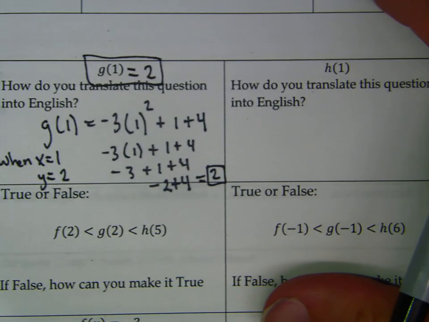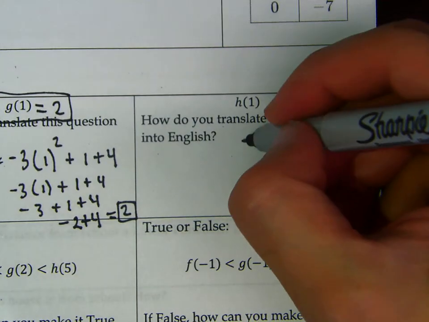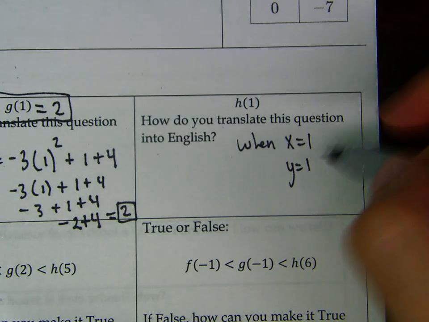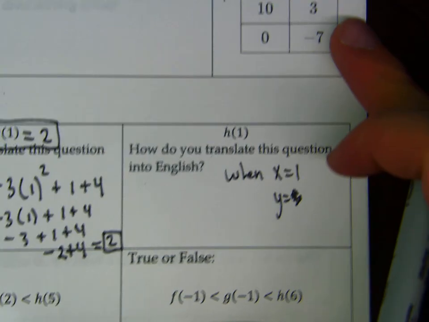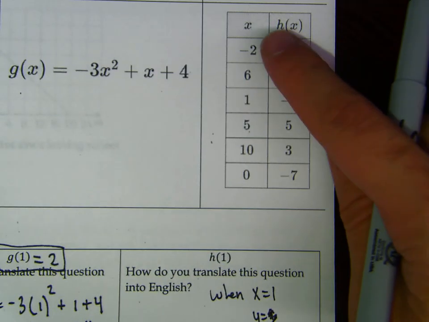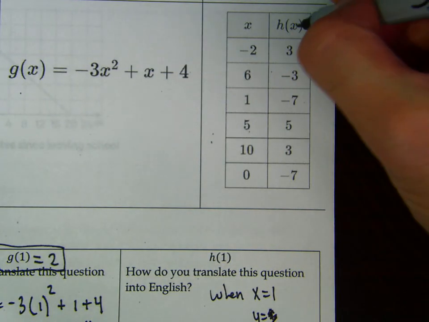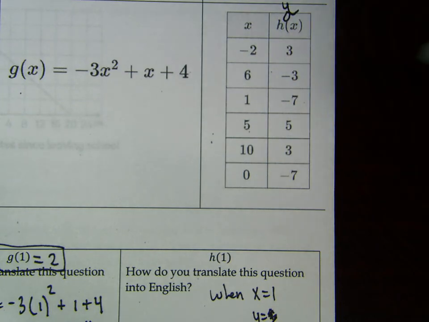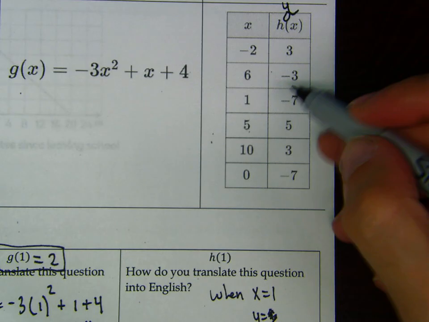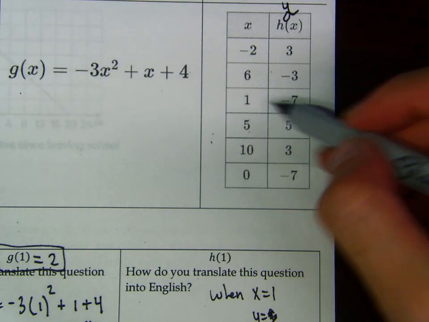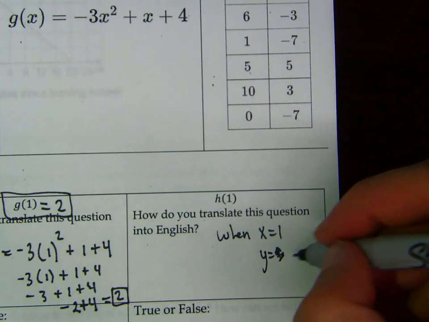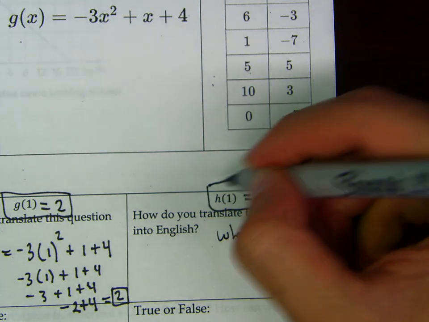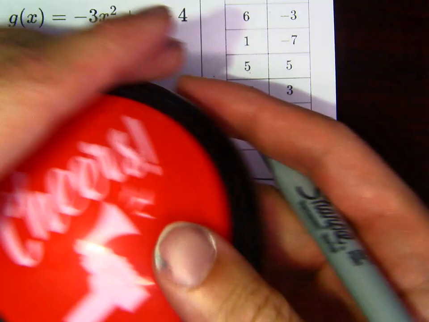All right. h of 1. When x equals 1, y equals... oh wait, pause, it should be 1. Well, what do I do? I just look at the table, right? You see how this is my x, and you see how this says h of x? This is secretly your y, right? Because this is your input, this is your output. So when the x value is 1, what's the y value? It's negative 7. So h of 1 is negative 7. All right. Let's go.